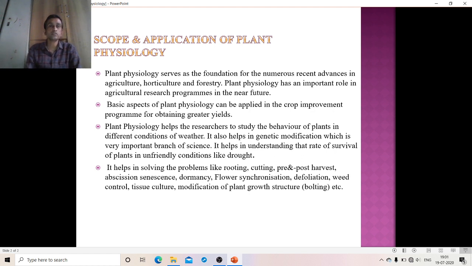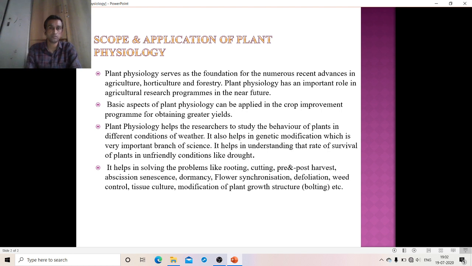Then last, it helps in solving different problems like rooting and cutting. This is one of the vegetative propagation methods, rooting and cutting. When we take a particular plant and we know the physiology of the plant, then we take this plant towards rooting and cutting, different types of vegetative propagation. Then pre and post harvesting: when the fruit or grain plant is to be harvested, when not to harvest, we know the physiology of the plant, then we harvest that particular plant. Means we know the period of harvesting of that particular plant.